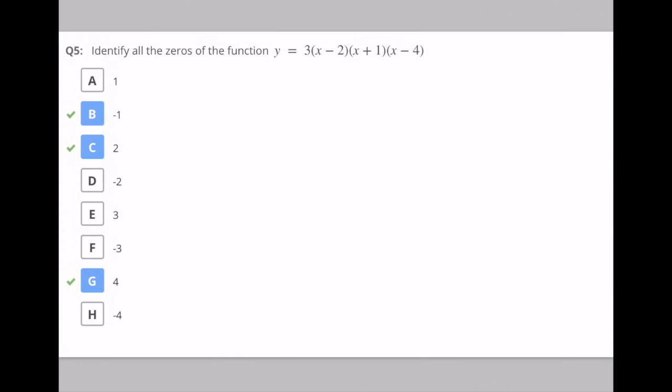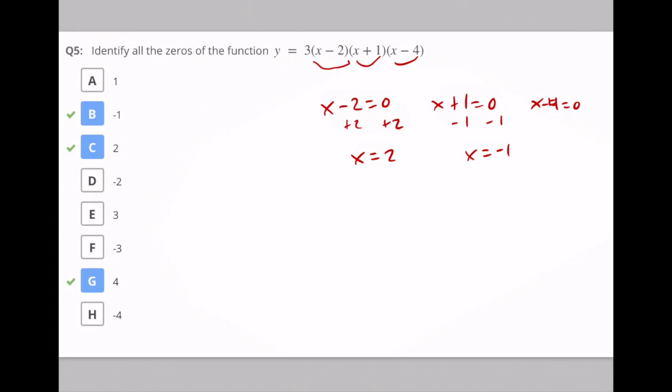Okay, this is going to be similar to another problem we've done. We want to take each term here and make it equal 0. So x minus 2 equals 0, x plus 1 equals 0, x minus 4 equals 0. We can add 2 to both sides. We get x equals 2. Subtract 1, we get x equals negative 1. And add 4, we get x equals 4. So we see our answers here. x equals 2, x equals negative 1, and x equals 4.